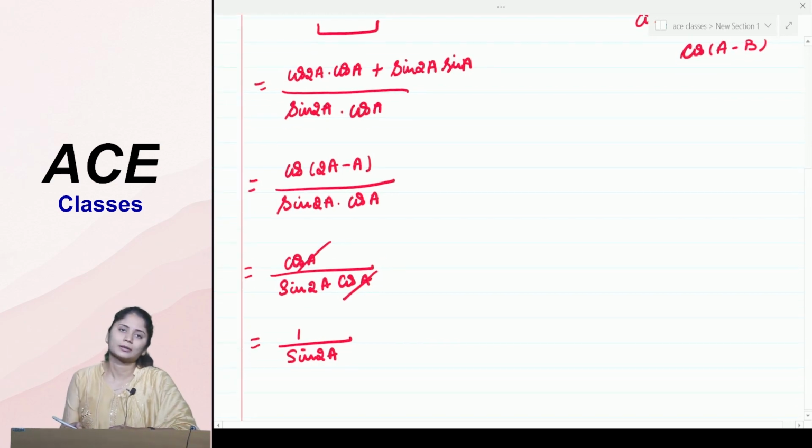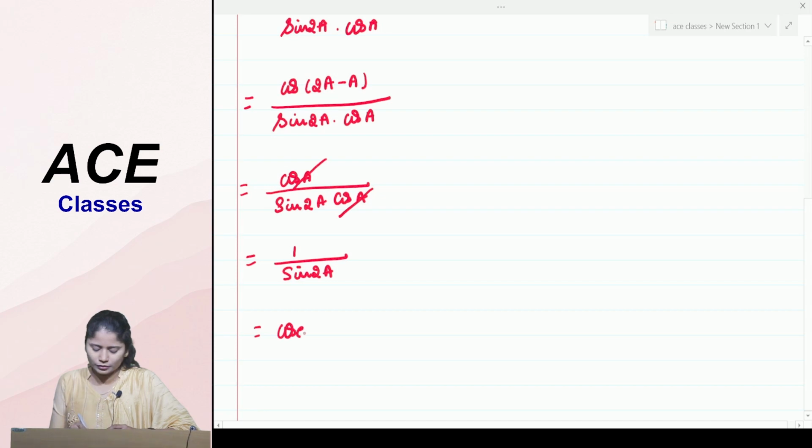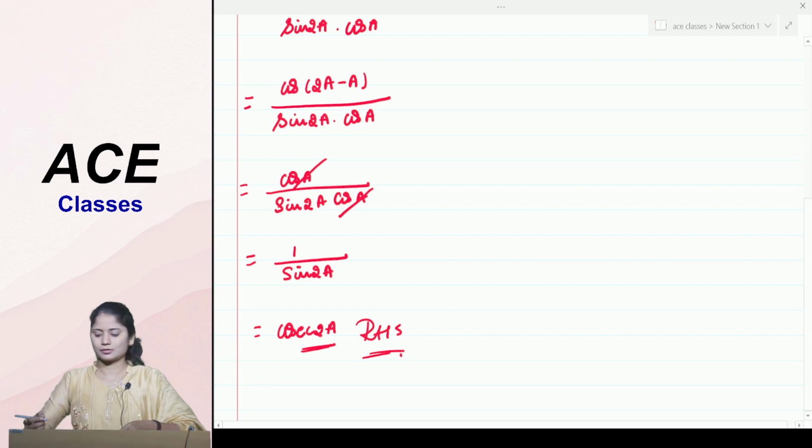1 by sin is nothing but the reciprocal of sin, which is cosecant. So cosecant 2A. So this is your RHS. Always try to match your LHS with the RHS.